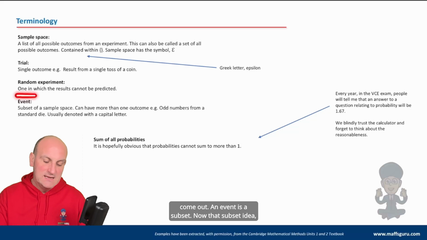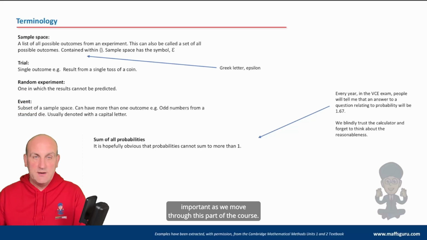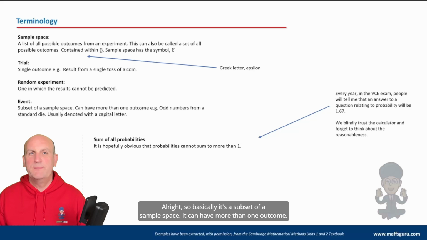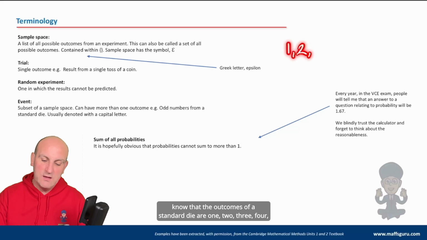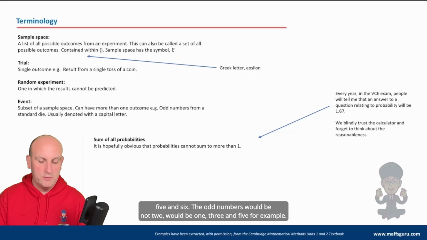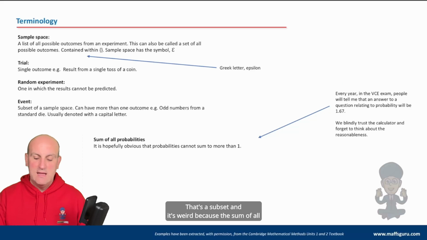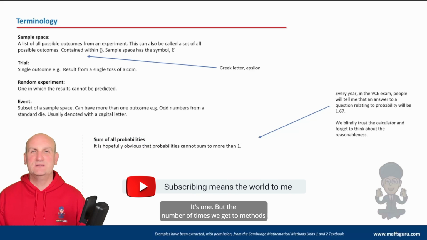An event is a subset. Now that subset idea, this word subset, becomes a little bit more important as we move through this part of the course. Basically it's a subset of a sample space. It can have more than one outcome. So for example, odd numbers from a standard die. We know that the outcomes of a standard die are 1, 2, 3, 4, 5, and 6. The odd numbers would be 1, 3, and 5, for example. That's a subset. And it's weird because the sum of all probabilities, you're going to say, that's obvious, it's 1.